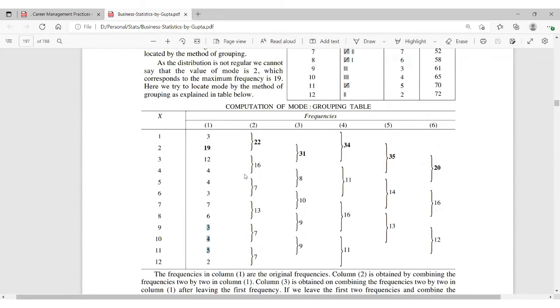Now, next step is mark or encircle the maximum number in each column. Maximum number in each column, right? First column, the maximum one is 19. Darken this number, bold this number 19, right? Then in the second column 22, third column 31, then 34, 35, and 20. Right?